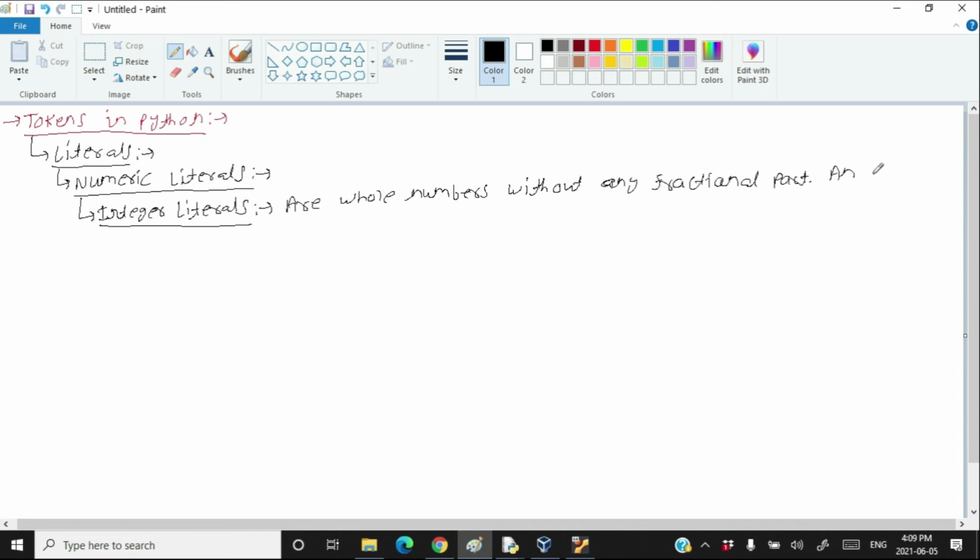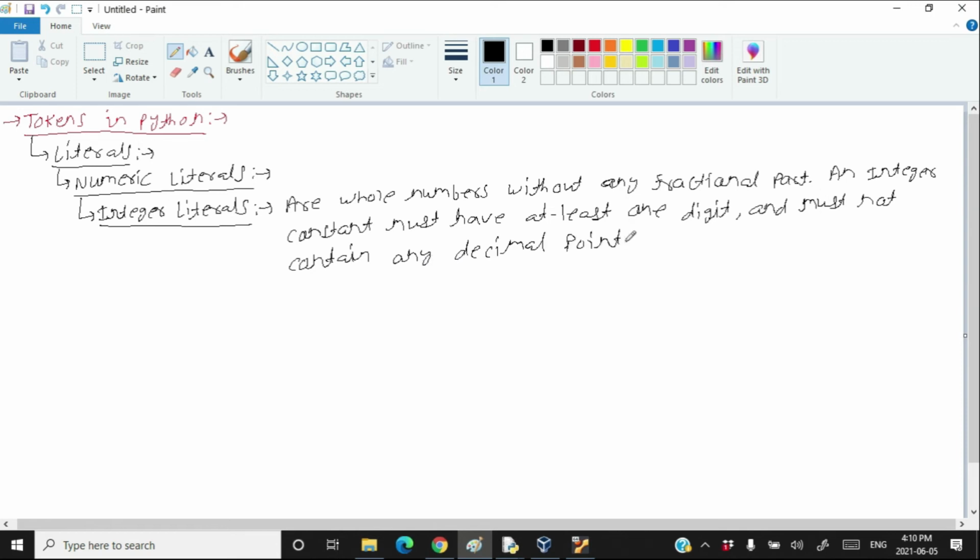An integer constant must have at least one digit and must not contain any decimal point. For example, 14 is an example of an integer literal. It has at least one digit and it does not contain any decimal point.